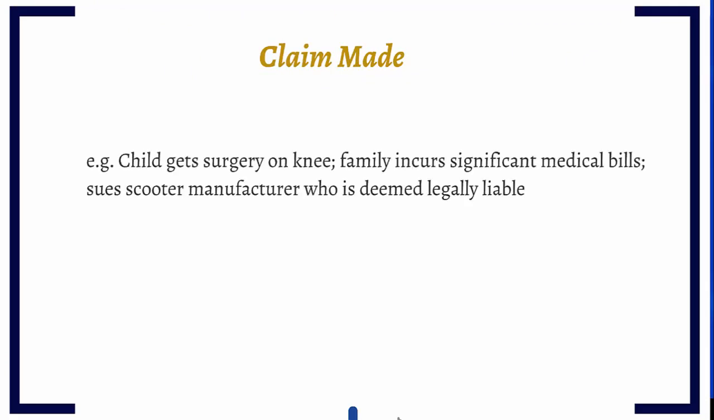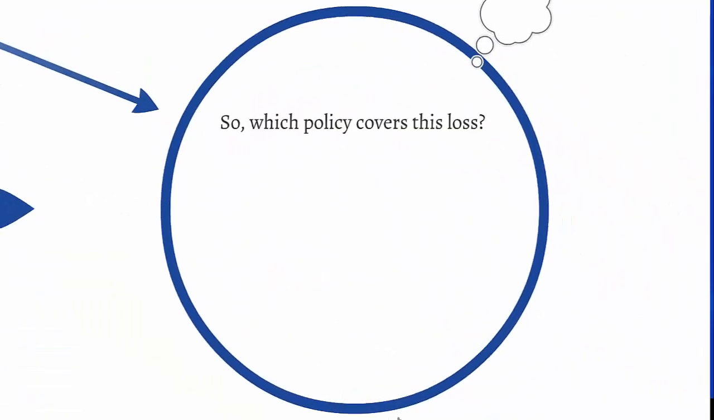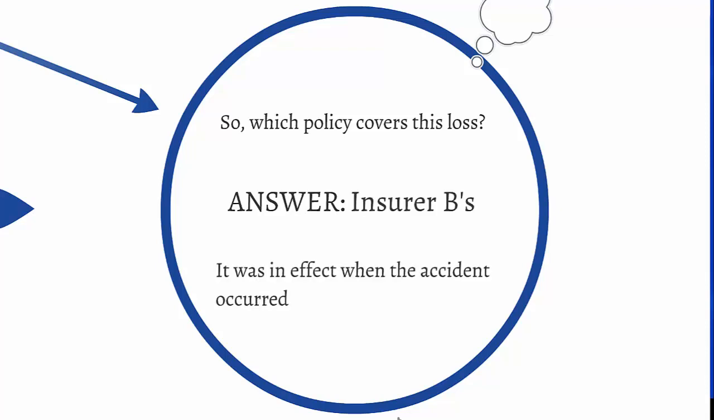Then in 2017, the claim is actually made. The child gets surgery on his knee, and the family incurs significant medical bills, sues the scooter manufacturer, and the scooter manufacturer is deemed legally liable. At this time, Insurer C's policy is in effect. So, which policy covers this loss? The answer is, of course, Insurer B's policy. It was in effect when the accident occurred.